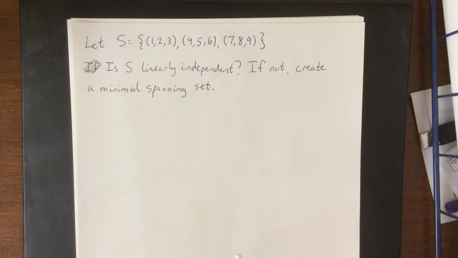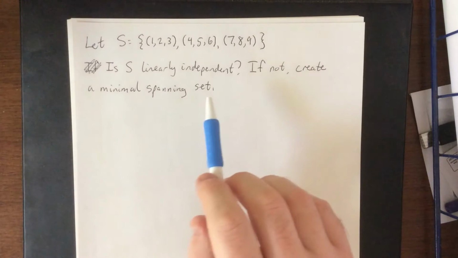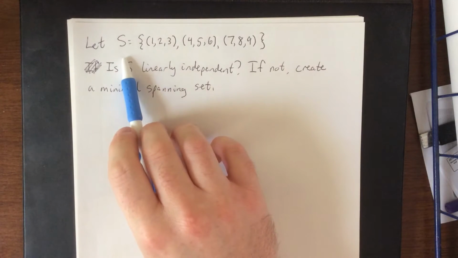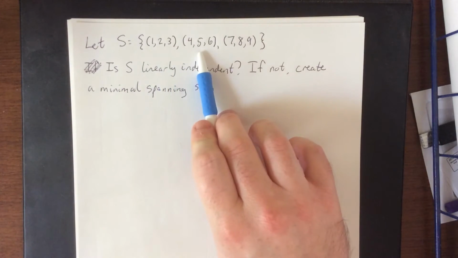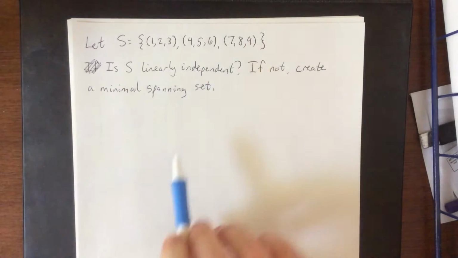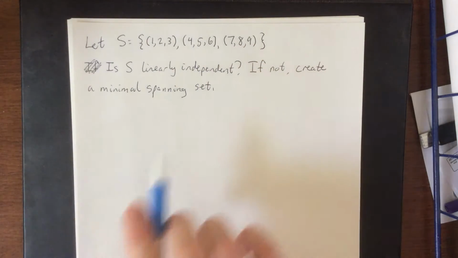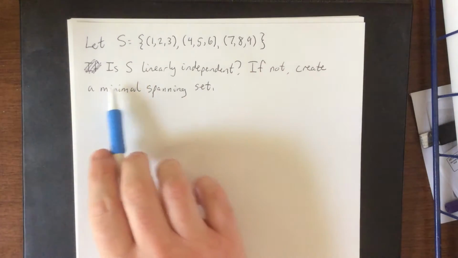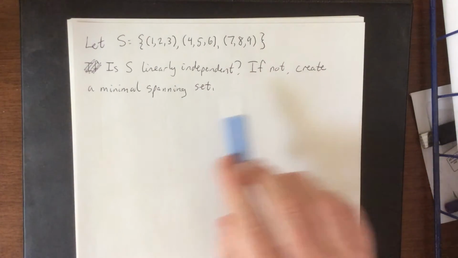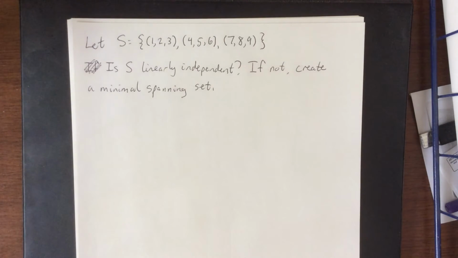In this example, we are going to consider the following subset of R3. S will be the set comprised of the vectors (1, 2, 3), (4, 5, 6), and (7, 8, 9). Notice my intense level of creativity in creating those vectors. We'll pose the question: is S linearly independent? And if not, we are going to create a minimal spanning set.